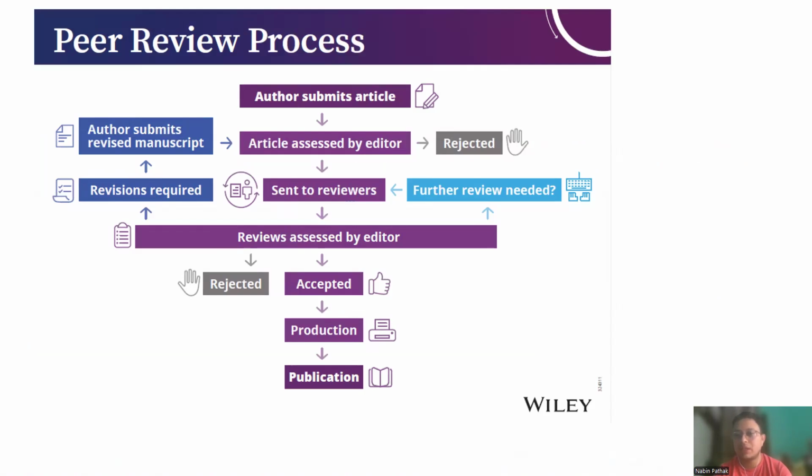You can see that this has been taken from the online Wiley reviewing process. The author submits the article, which is assessed by the editor and sent to reviewers. Once the reviews are sent back to the editor, the editor further assesses the paper, and if necessary sends it for revision. Once the paper is accepted, it is sent to the production company, and then it is published. And the context of open access or paying a hefty price comes in the production section.